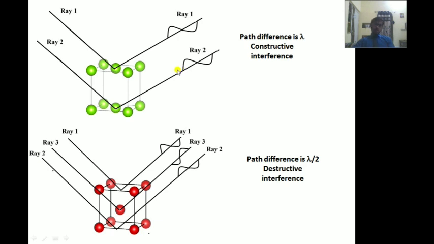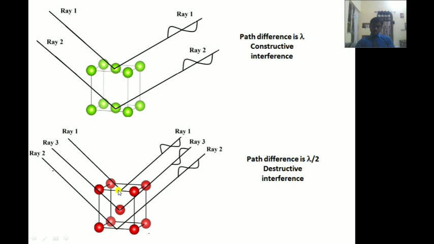Bragg's condition is very important for each and every case. A constructive interference pattern is possible only when the equation 2d sin theta equals n lambda is satisfied, meaning the left hand side is equal to the right hand side of Bragg's equation. Then and only then is it possible to create a constructive interference pattern, otherwise not. So let's see the example of body centered.